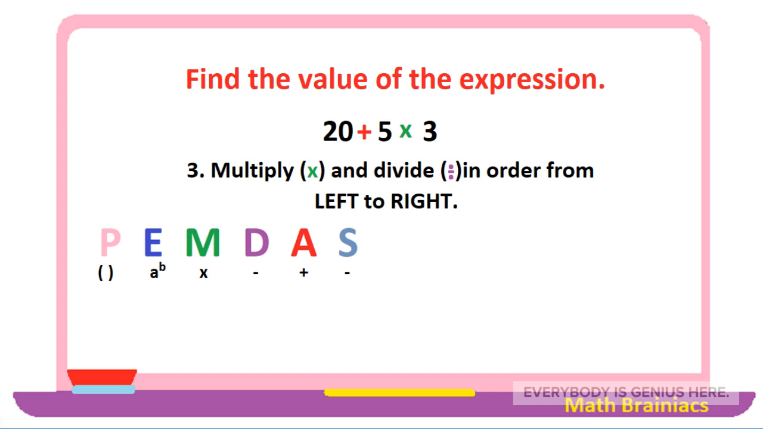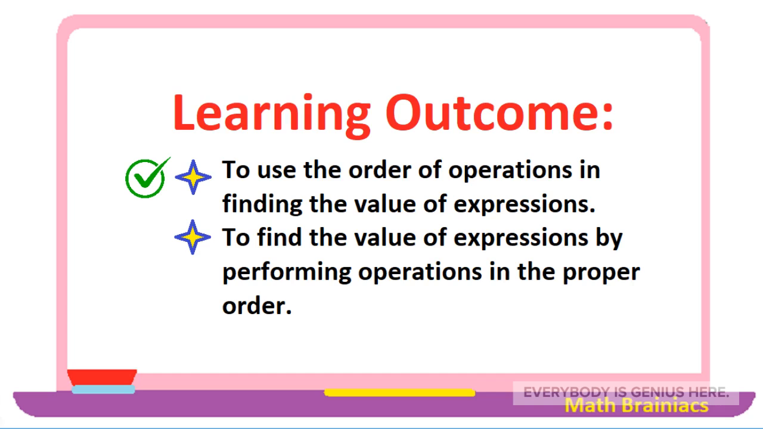In our expression, we have addition and multiplication. So we're going to multiply first and then add. Rewriting the expression below, 20 plus 5 times 3. We are going to multiply 5 and 3 first and it will give us 15. Afterwards, we can add the 20, and it will give us 35. It is easy, right? We're just going to follow the PEMDAS rule.